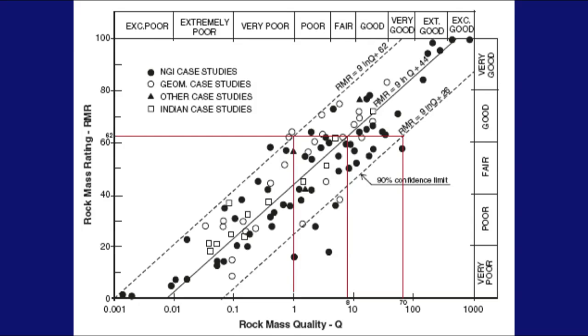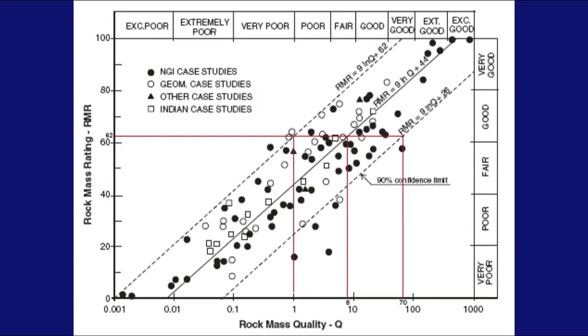To put the correlation into context, this graph shows the relationship developed between rock mass rating and Q, and this is from data collected from the field. And you can see there that there's quite a lot of scatter between the two. So the use of a single equation could be somewhat misleading, but it is a guideline.